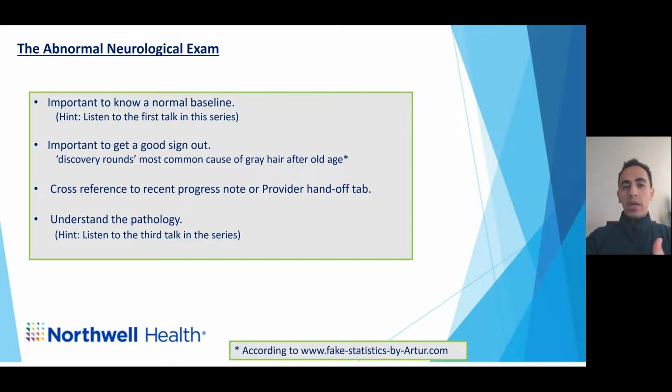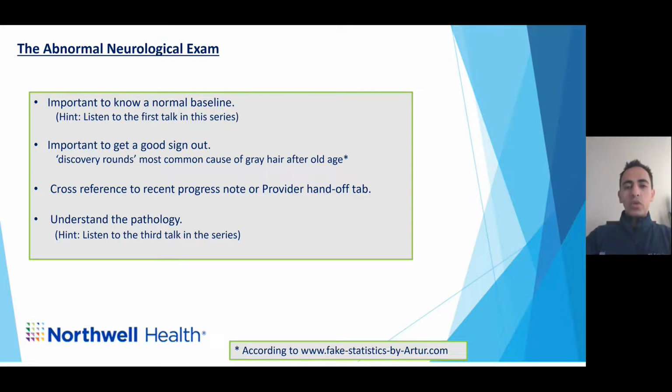One thing that we don't love as clinicians are what's called discovery rounds, where we walk into a patient's room and find a neurological abnormality that we didn't know about from our own reports in the morning. And that can be very stressful, and probably why I have as many gray hairs as I do.